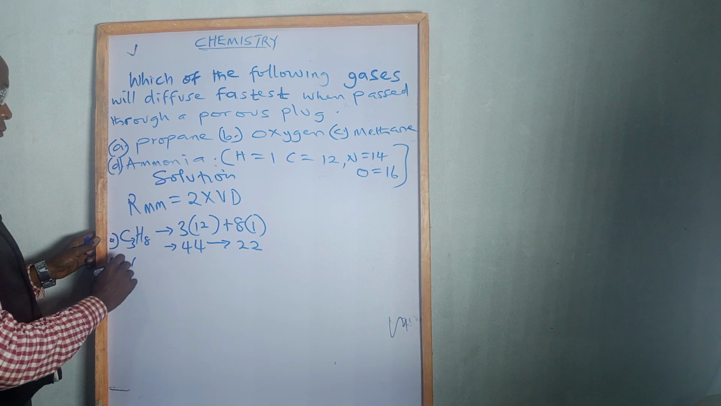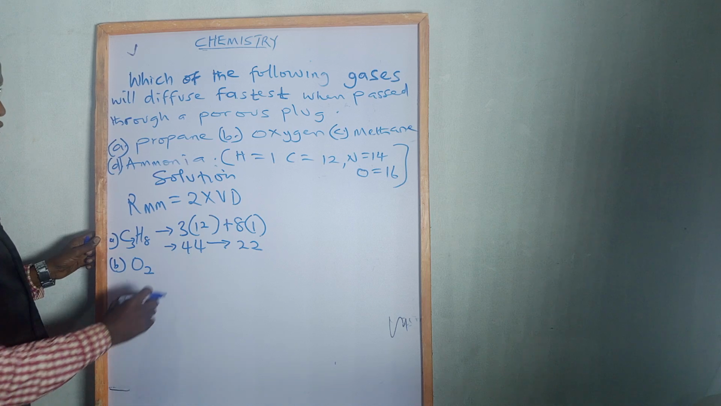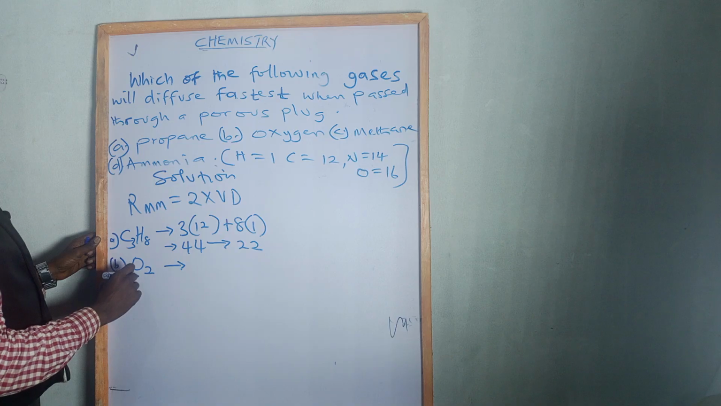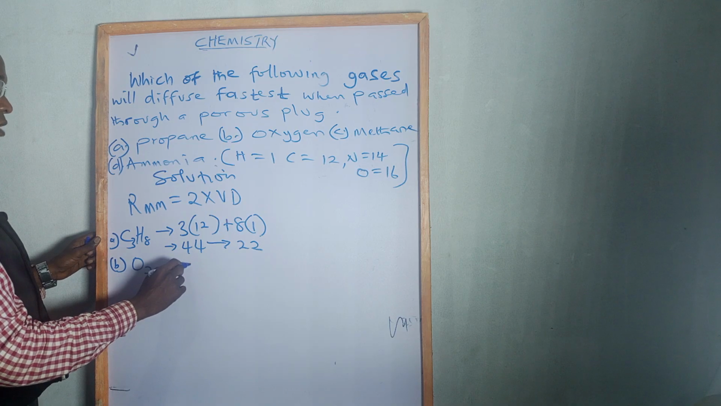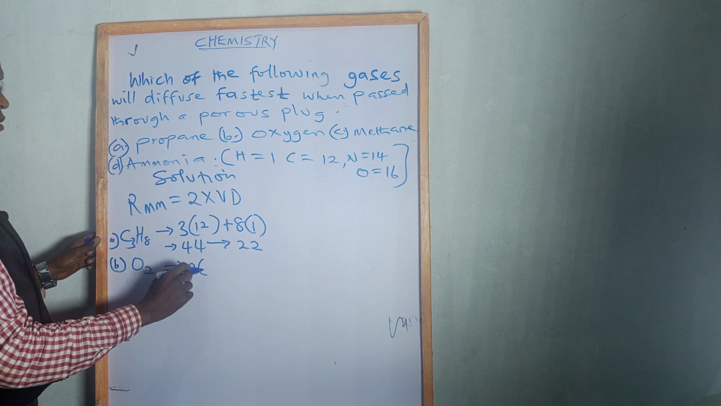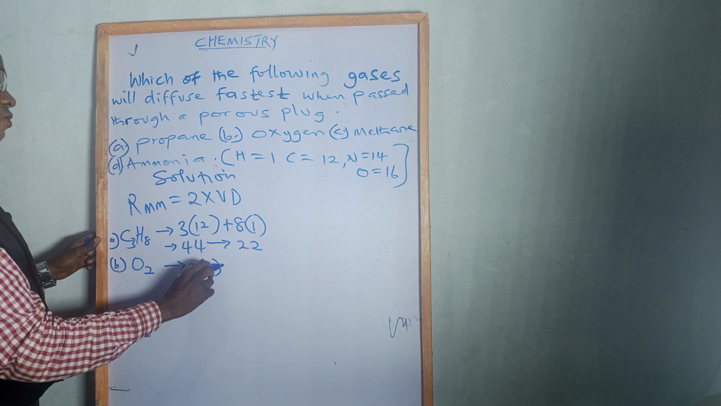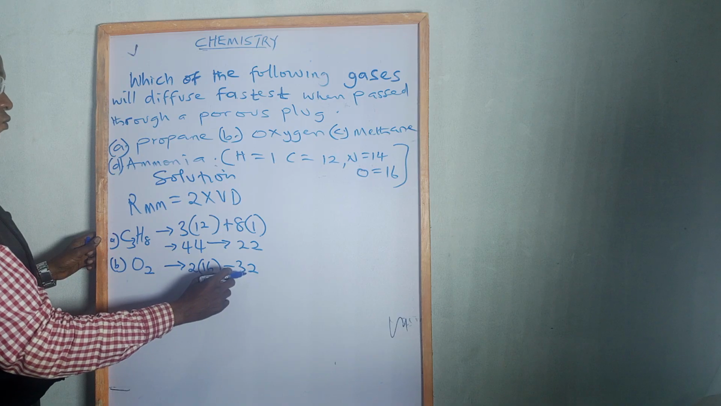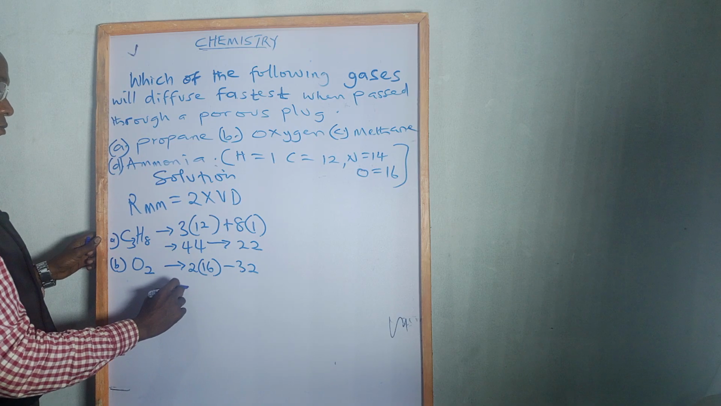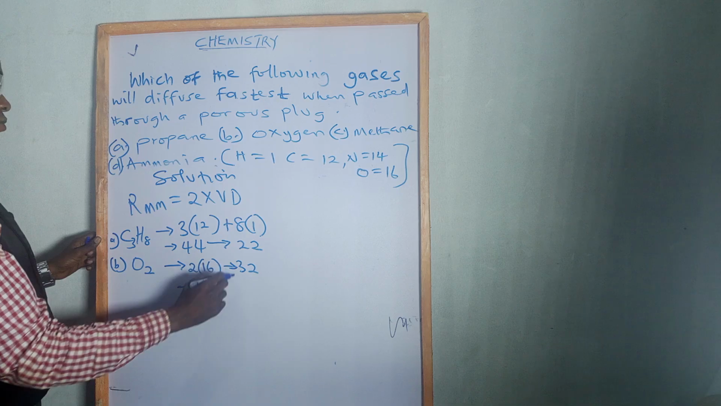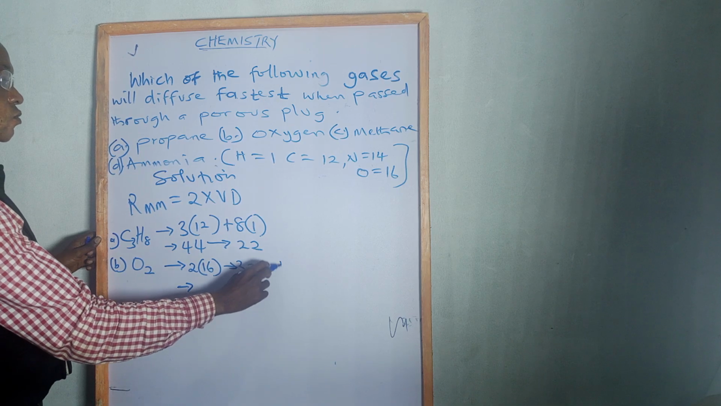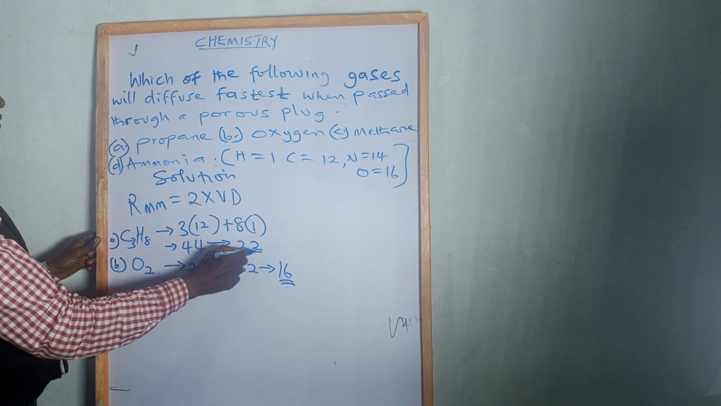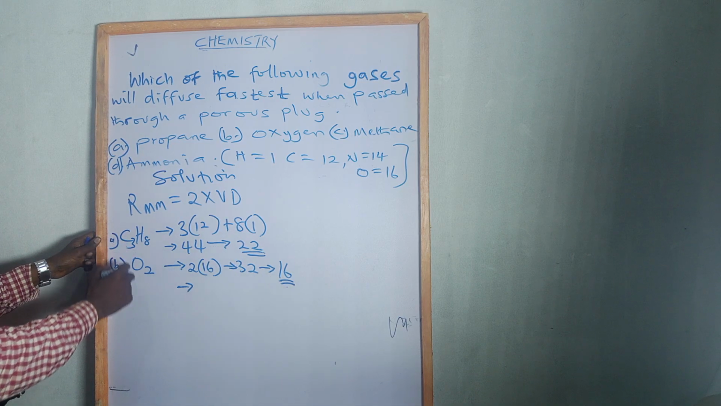For option B, we have oxygen, O2. The oxygen atom is 16, and then we have the oxygen molecule, so you multiply the 16 by 2, and you have 32. When you divide this by 2 as well, you have 16. So 16 is the vapor density here, and 22 is the vapor density for propane.